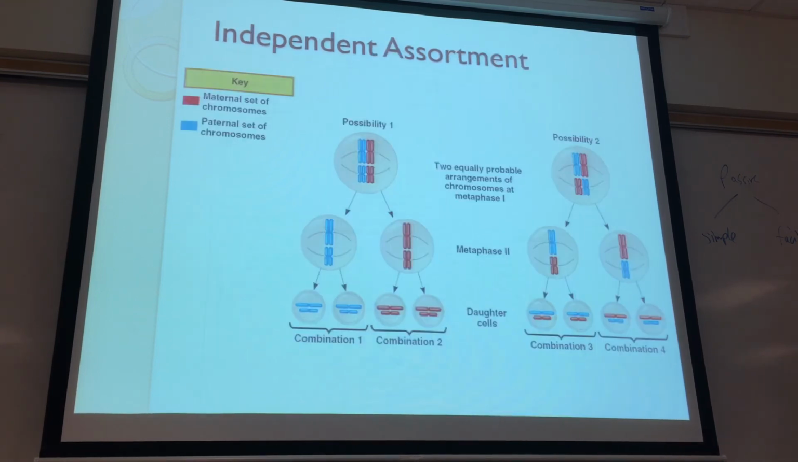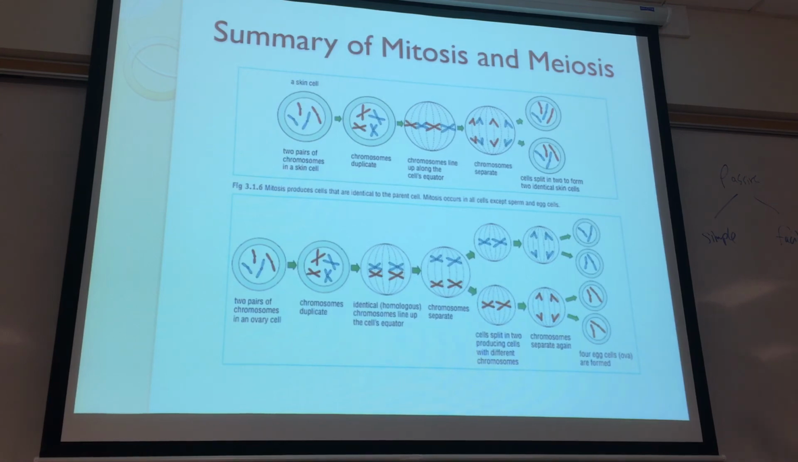Yeah, okay. And then independent assortment is that process where you can get the arrangement, the two different possibilities of arrangement of DNA that can get rearranged in another fashion. So this is the summary of both of the two, where mitosis, you get one copy turned into two copies. Meiosis is the splitting. You take DNA and you turn them into half DNA.